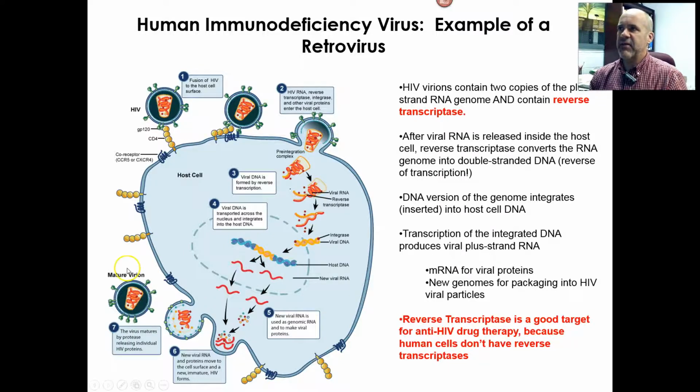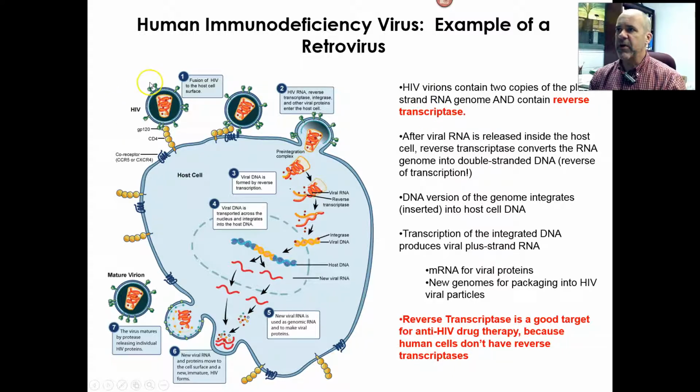Okay, then how about HIV, human immunodeficiency virus? Let's talk a little bit more about it. This is an example of a retrovirus. If you remember, in an earlier clip we mentioned that retroviruses have RNA genomes, but when they enter their host cells, those RNA genomes are converted into DNA. So they do the reverse of transcription by going from RNA to DNA.